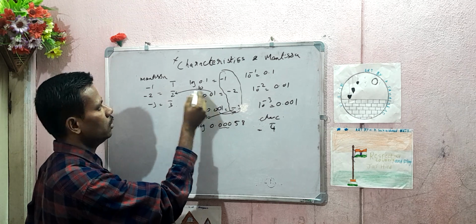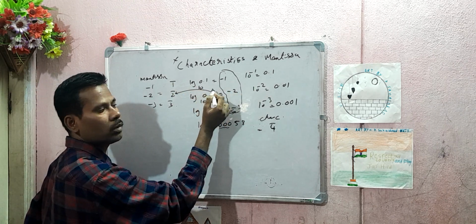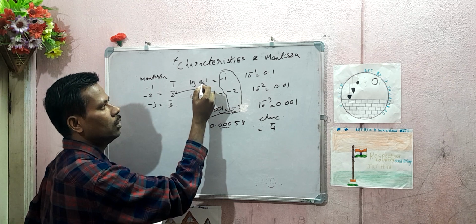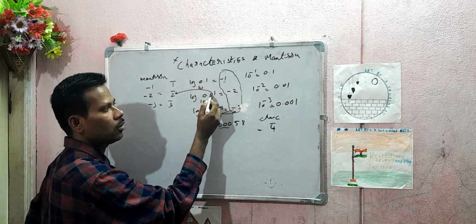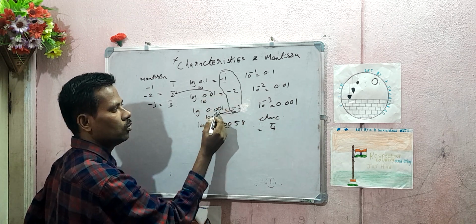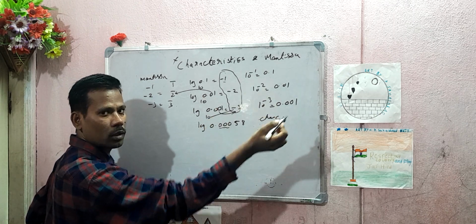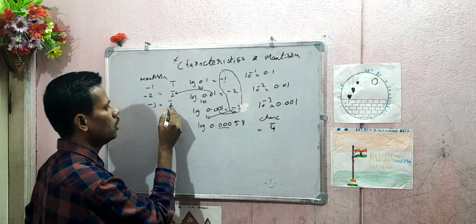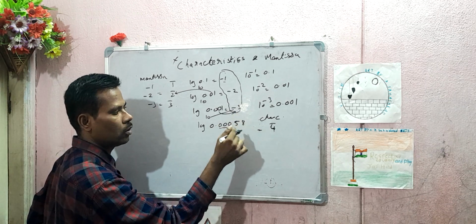Why? Because here you see this example, 10 power minus 1 is 0.1, so minus 1. Here after the point no zero is there, so 1. After the point 1 zero is there, add 1: 1 plus 1 is 2. After the point how many zeros are there? 2 zeros. Add 1, it is 3. Like this. Here after the point 3 zeros are there. Add 1, it is 4.